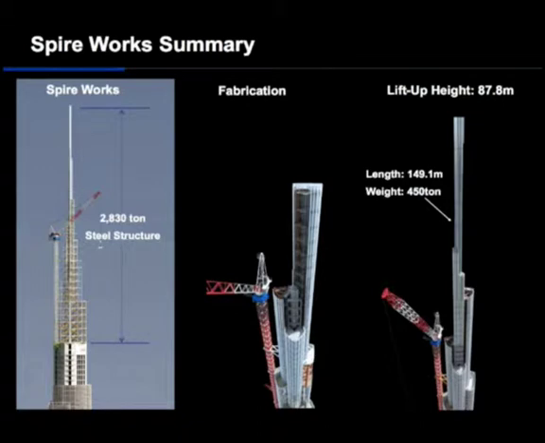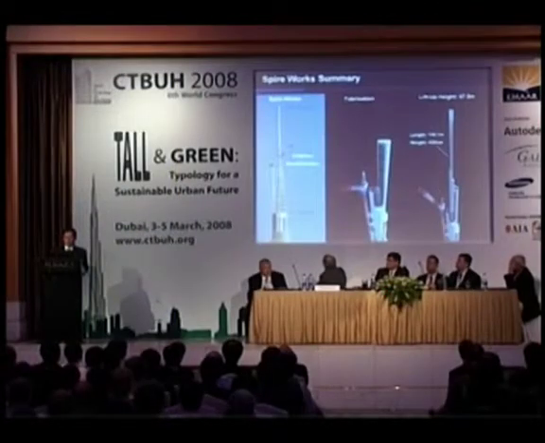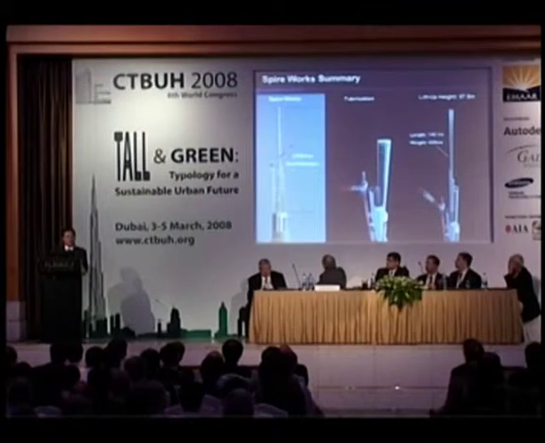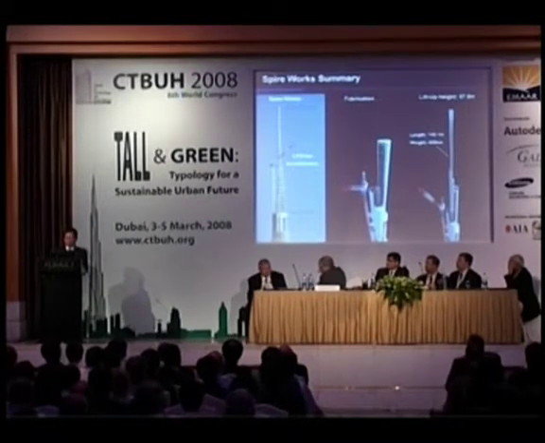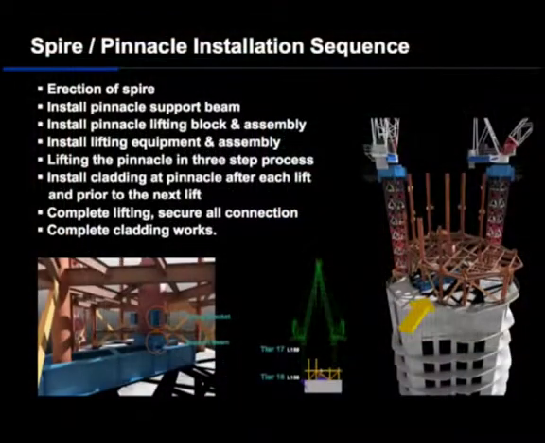Total lift-up height will be 87.8 meters. But the difficult part is that during the lift-up, we have to finish the remaining structure, and also install the cladding panels. This is the sequence of the installation, but I will show you these videos.